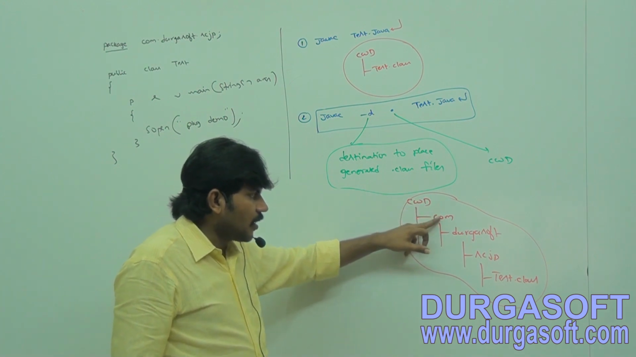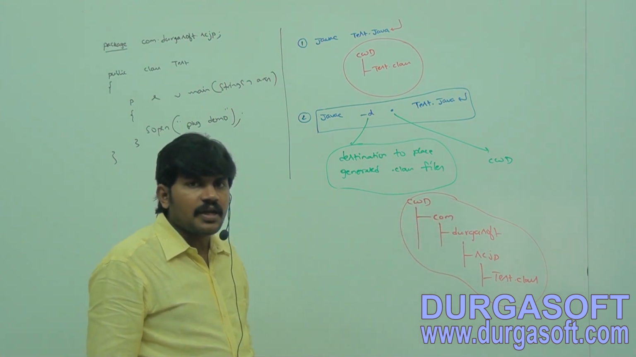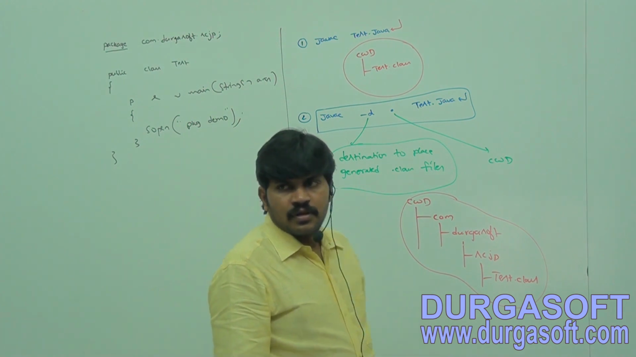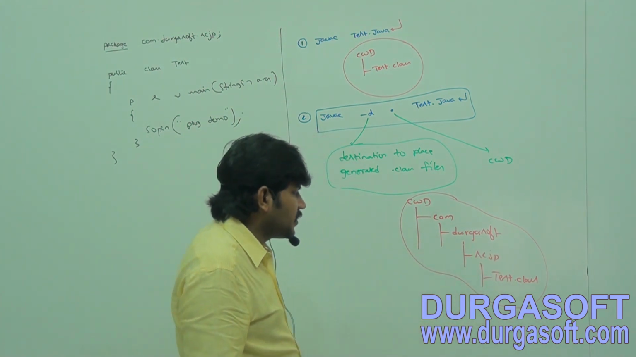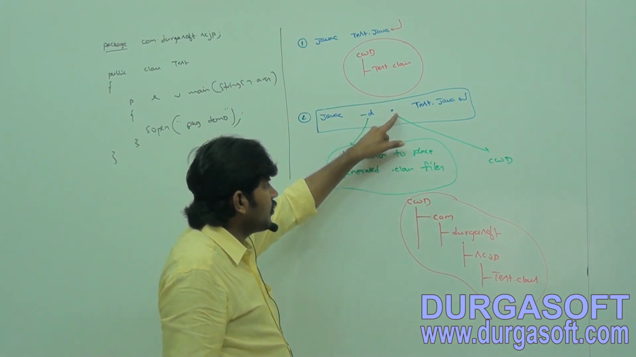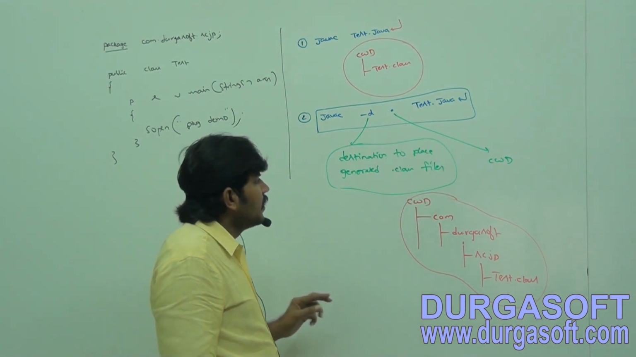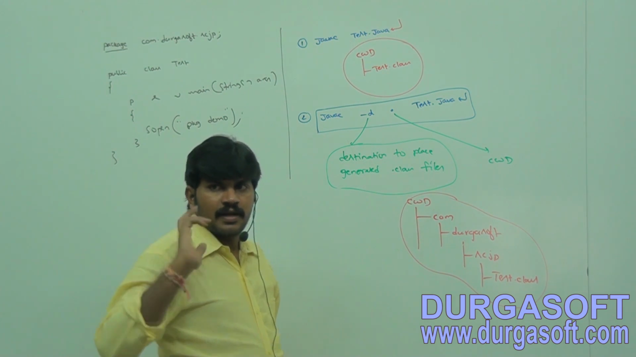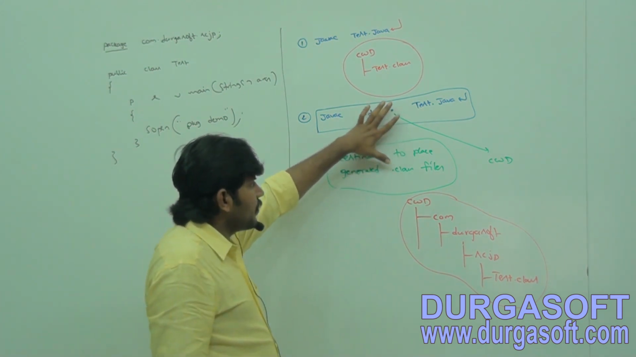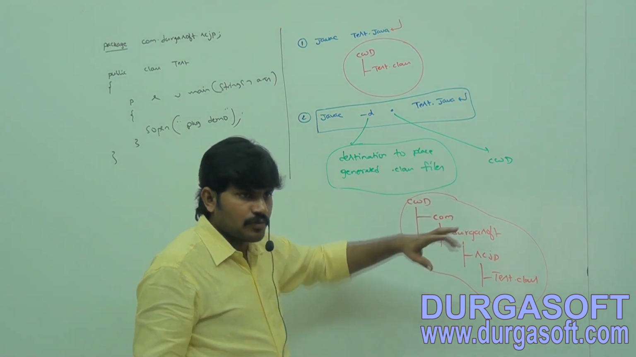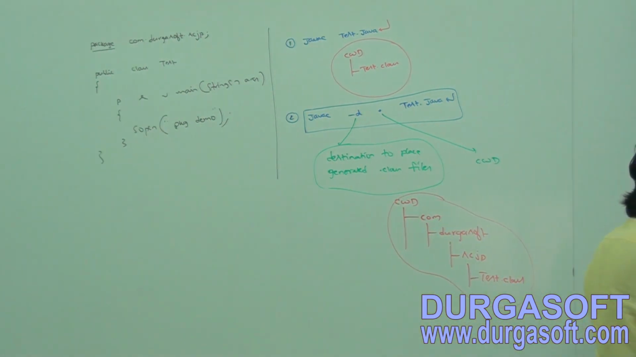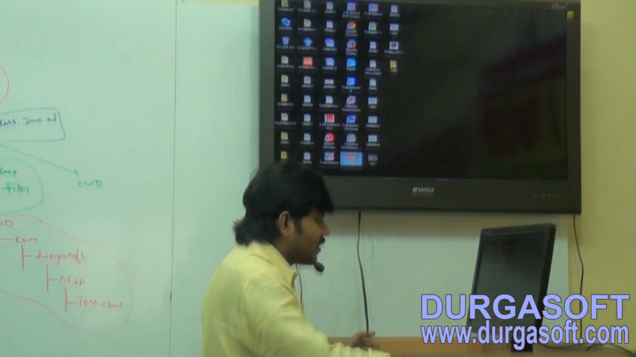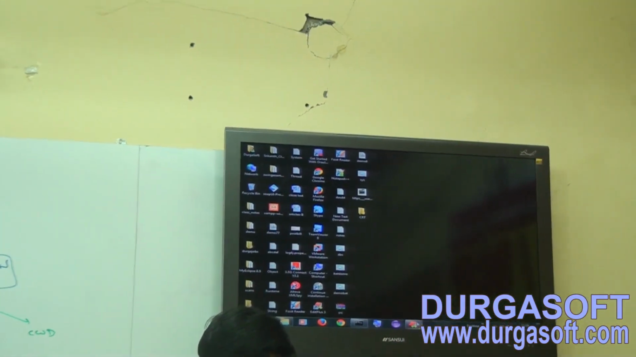Current working directory, com, durgasoft, SCJP, Test.class. Under this one you took the current working directory, I hope. Sir, let me compile this code and show you up to this. Here, see this one. And then there are small variations, that part I will discuss for you anyway, right?